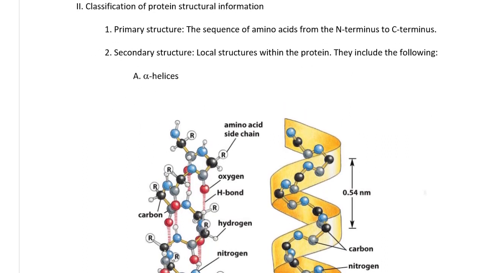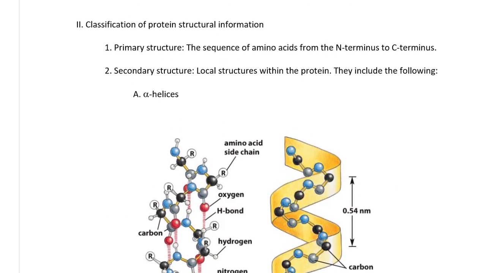So, classification of protein structural information. Just to make sure we understand what this means: these classifications of primary structure, secondary structure, tertiary structure, and quaternary structure are all giving you information on the structure of the protein. And the structure of the protein is complex, so the information is being broken down into these 4 parts.